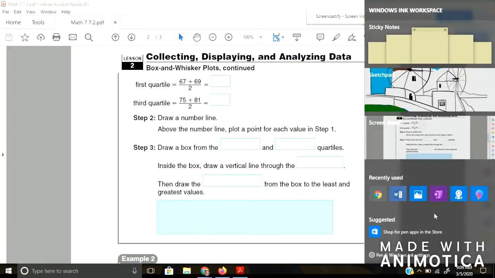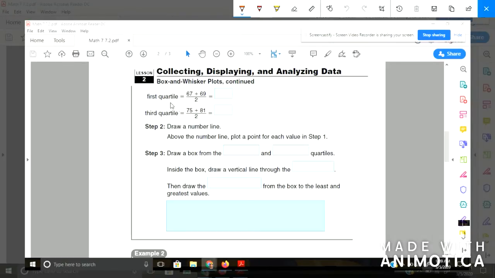Okay, so here's what I was talking about with our quartiles from the last page. We had already found out this is kind of simple. We know what's between 67 and 69 is 68. But if you wanted to, you could add these two and divide by 2. You'd still get 68. The value between 75 and 81 might not be so obvious.